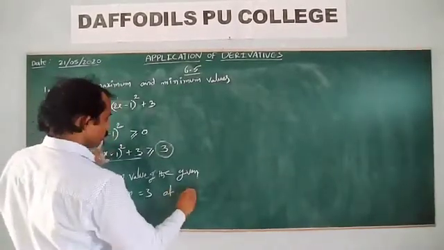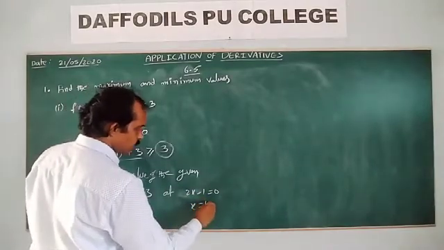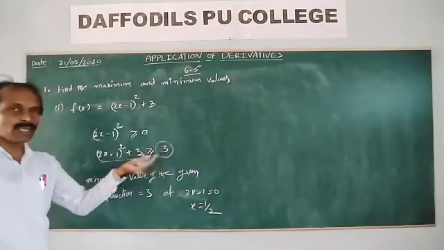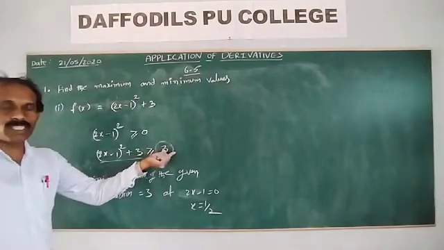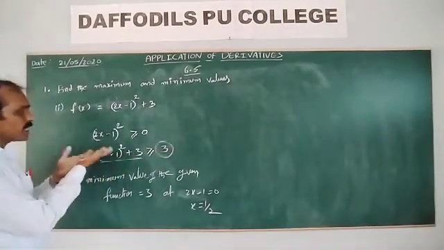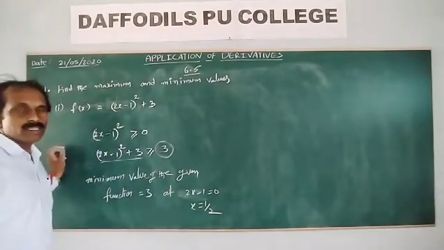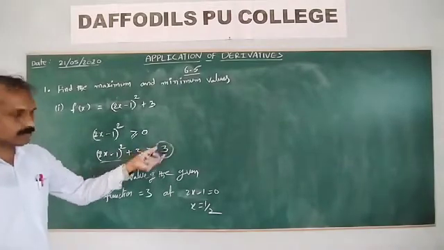How? To get the critical point, 2x minus 1 is equal to 0, so x is equal to 1 by 2. At x is equal to 1 by 2, this value is equal to 3, and for all remaining values this is greater than 3. So this is the minimum value. The maximum value is not decided, because as the values of x increase we cannot determine a maximum value. So the minimum value is 3.